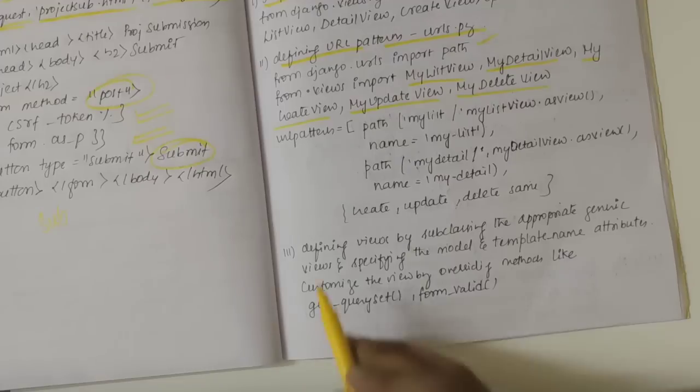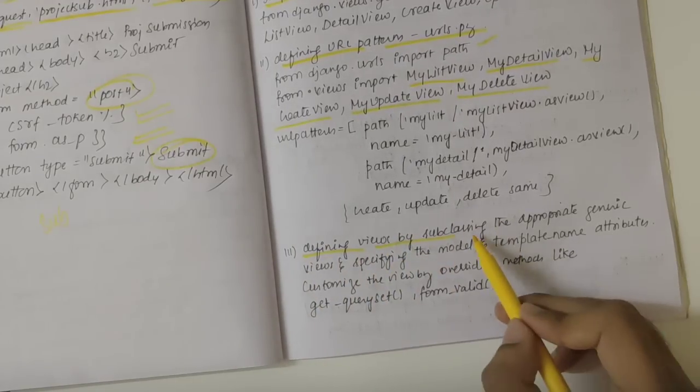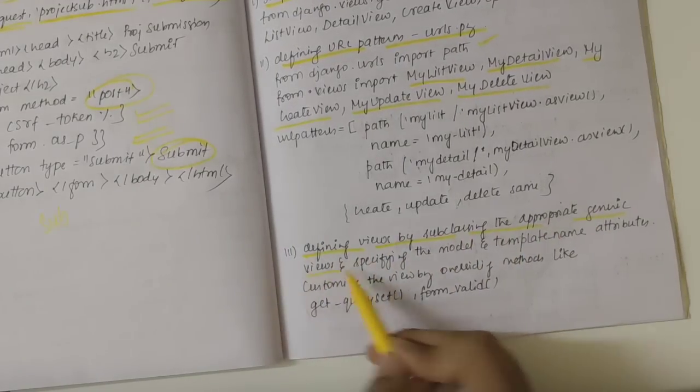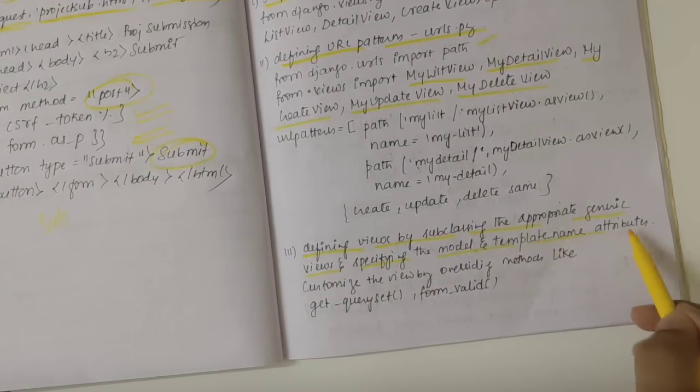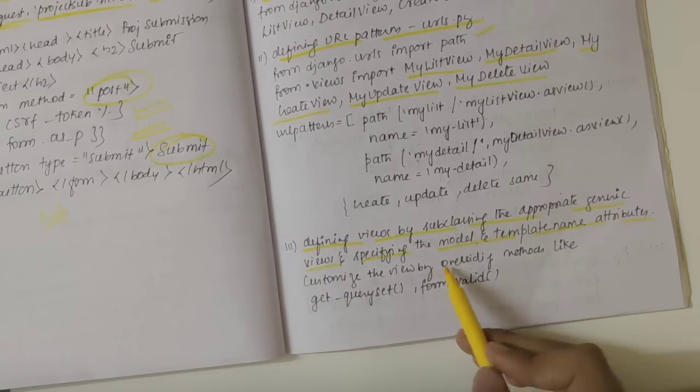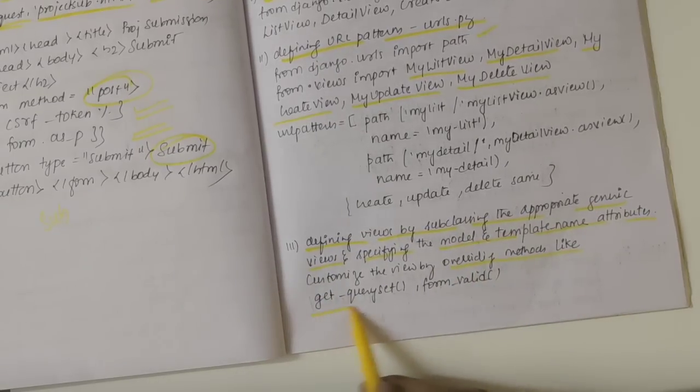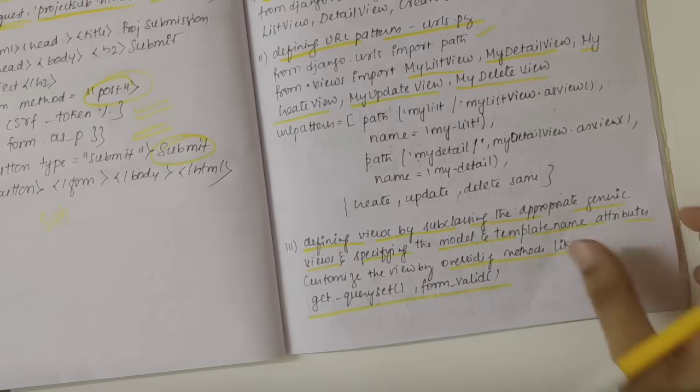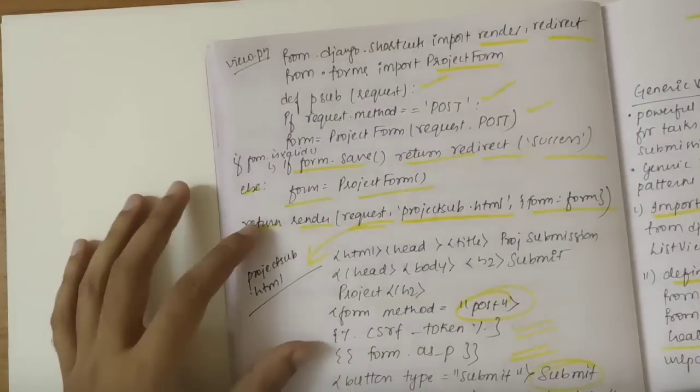Moving on to the next part, that is to define the views by subclassing the appropriate generic views and specifying the model and template_name attributes. Here we customize the view by overriding methods like get_queryset and form_valid. We'll look into this further.